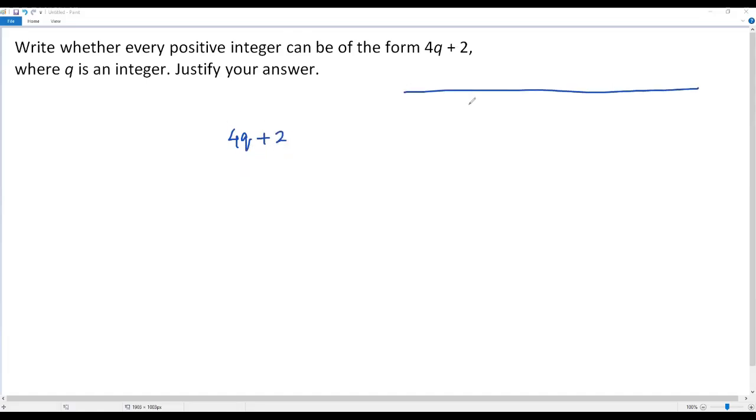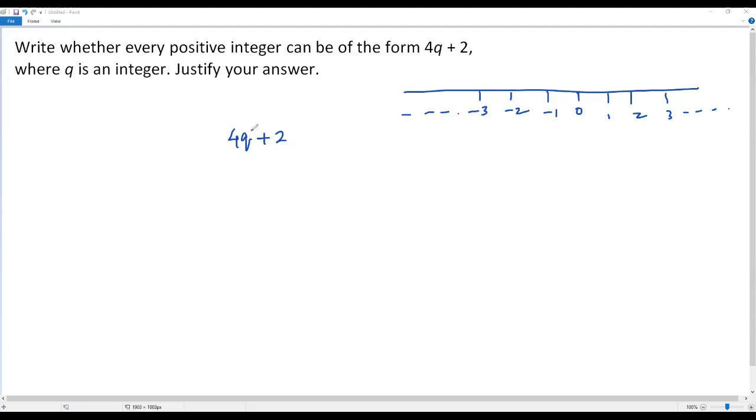Q is an integer means like -3, -2, -1, 0, 1, 2, 3. So in this way we can take these integer values for q, that is negative integers, positive integers, and 0. Now let me consider a negative value for q. On the number line to the left side of 0, the first negative integer is -1. So let me consider this as -1 for q.